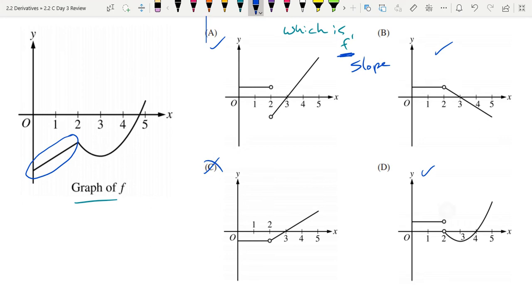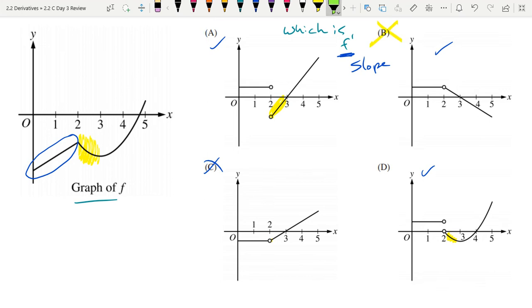During this next section, from 2 until 3, what is true about f? F is decreasing. So what needs to be true about f prime? F prime needs to be negative. So right there f prime is negative. Right there f prime is negative. Right there it's not. It's not B. It's either A or D.